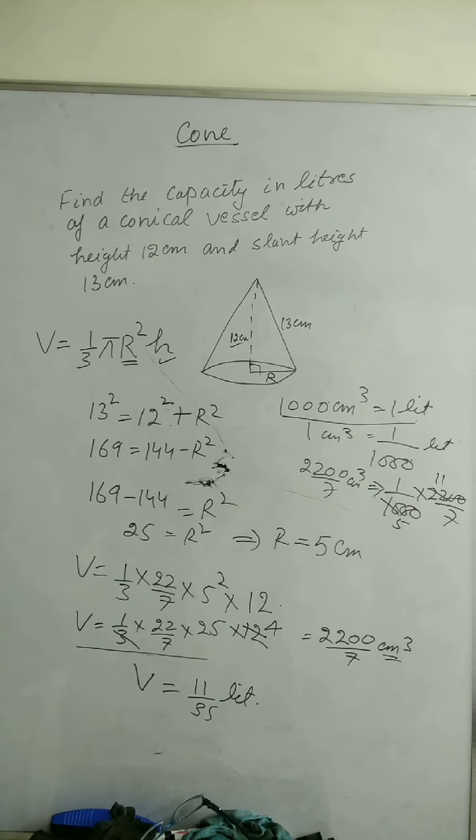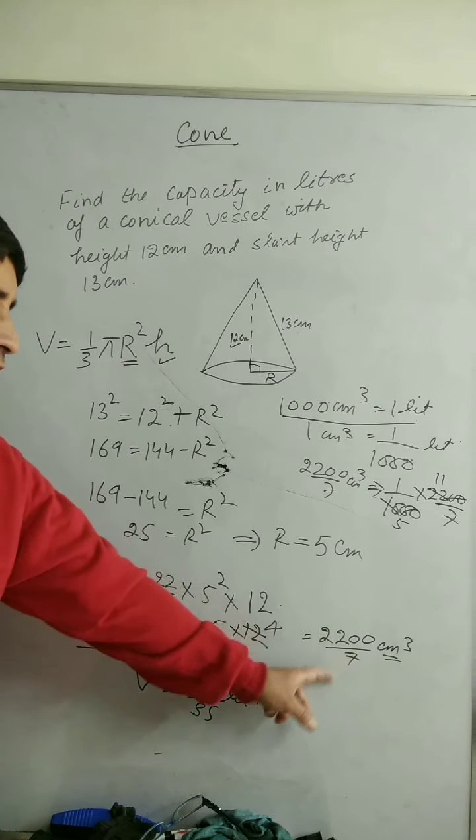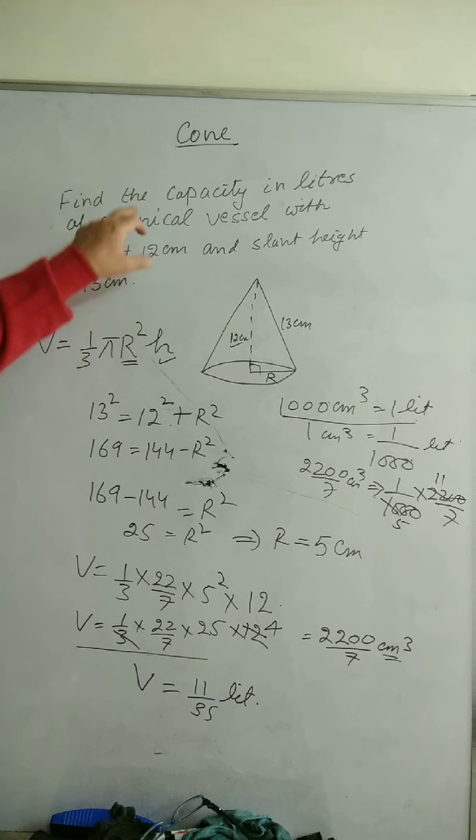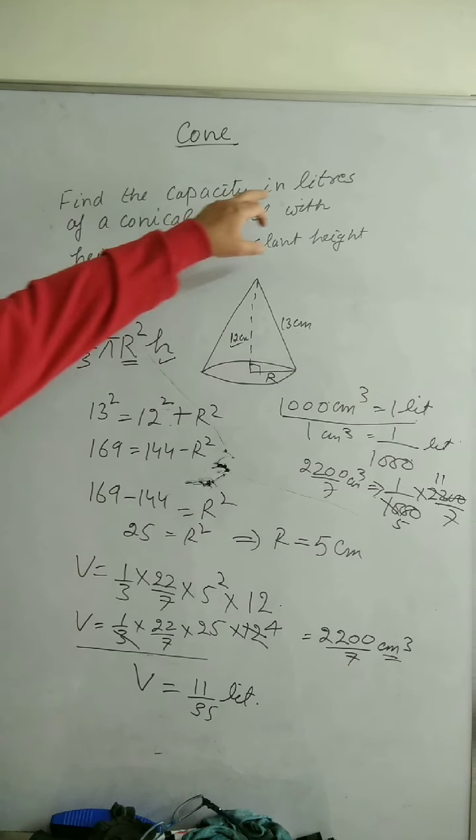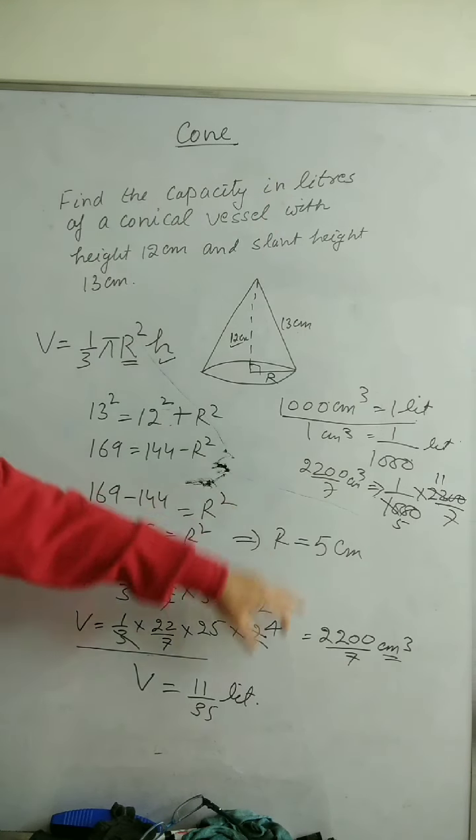liters. Got it? Now here first thing is to find what? The radius. Radius you got 5 centimeters. Then find volume. Volume is 1 upon 3 pi r square into h, which is coming 2200 upon 7 centimeter cube. But here you have to find your answer in liters. So convert it into liters.